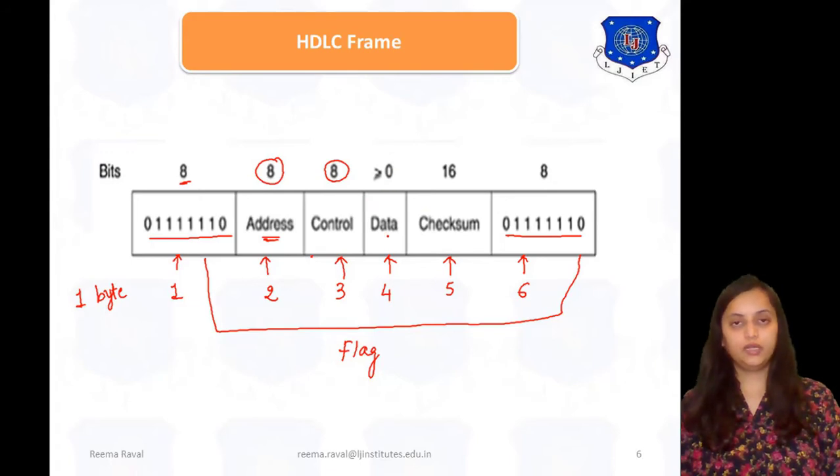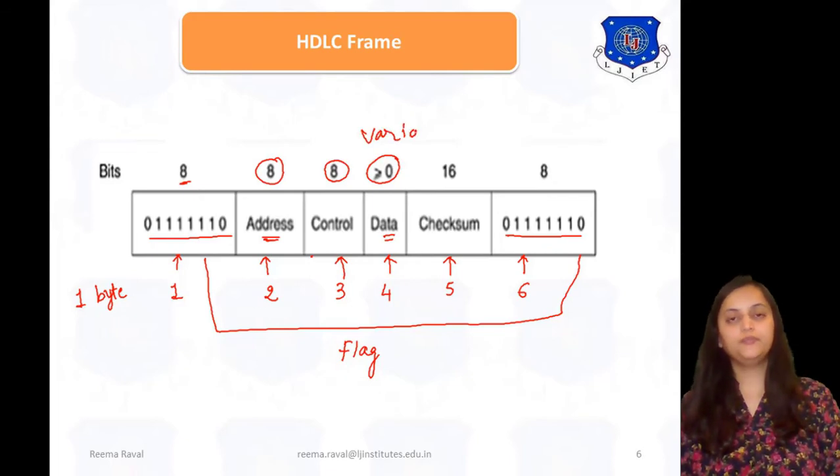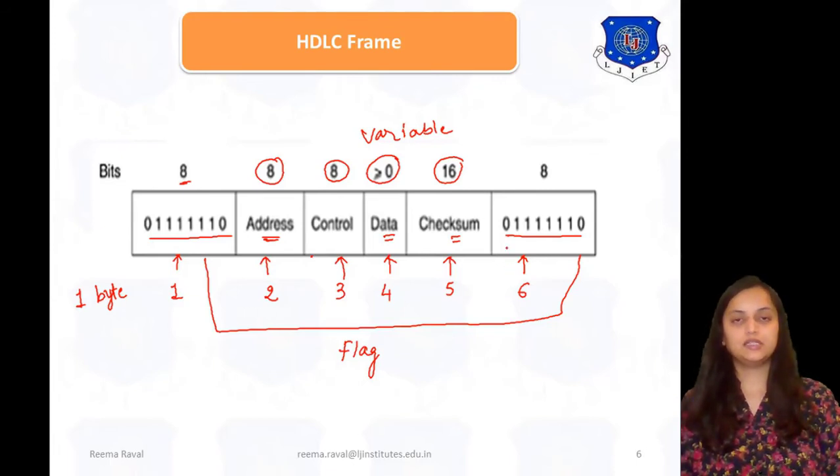Then the fourth field is the data field, which actually has the payload, that means it carries the data from the network layer. The length may vary from one network to another, so it will be greater than or equal to 0 bits. So this field is variable, it is not fixed. Then the next field is the checksum field, which is of 16 bits, that means 2 bytes. This is for error detection purposes. So this is the HDLC frame structure.